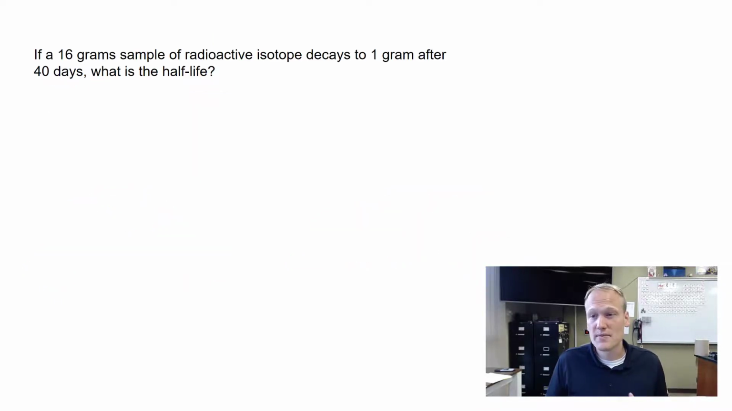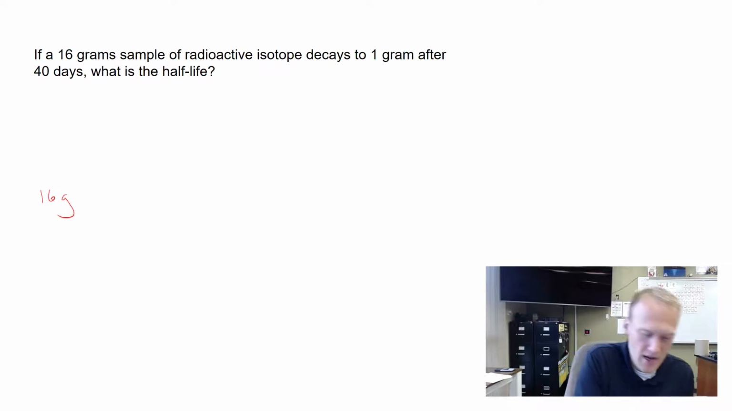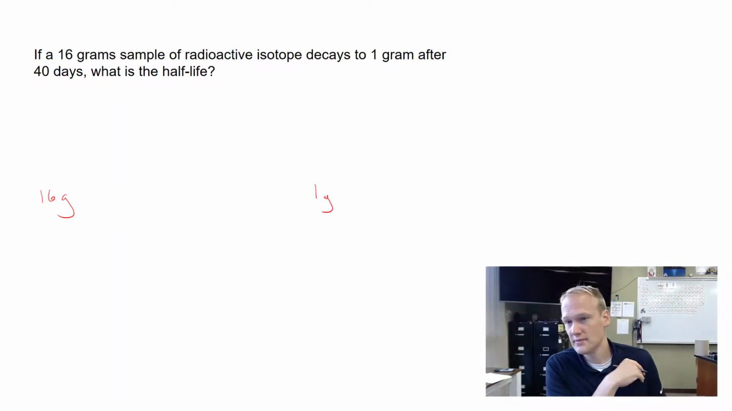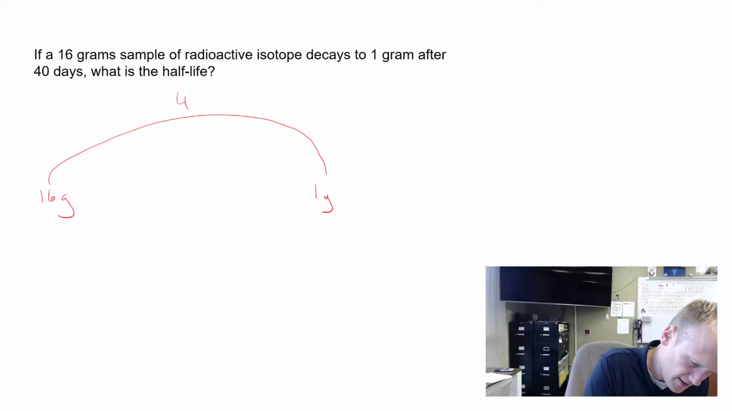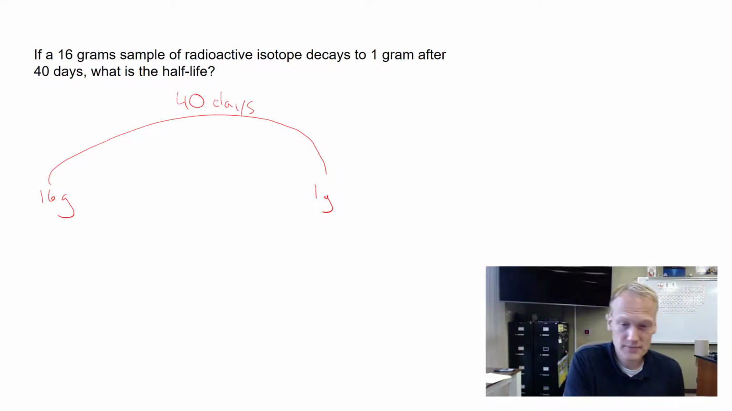If you have a 16 gram sample, so right off the bat, we know our starting mass. And it decays to 1 gram. So we know the ending mass, which is going to be 1 gram. After 40 days, so we know that the total time is 40 days. So we have to figure out how many half-lives have occurred.